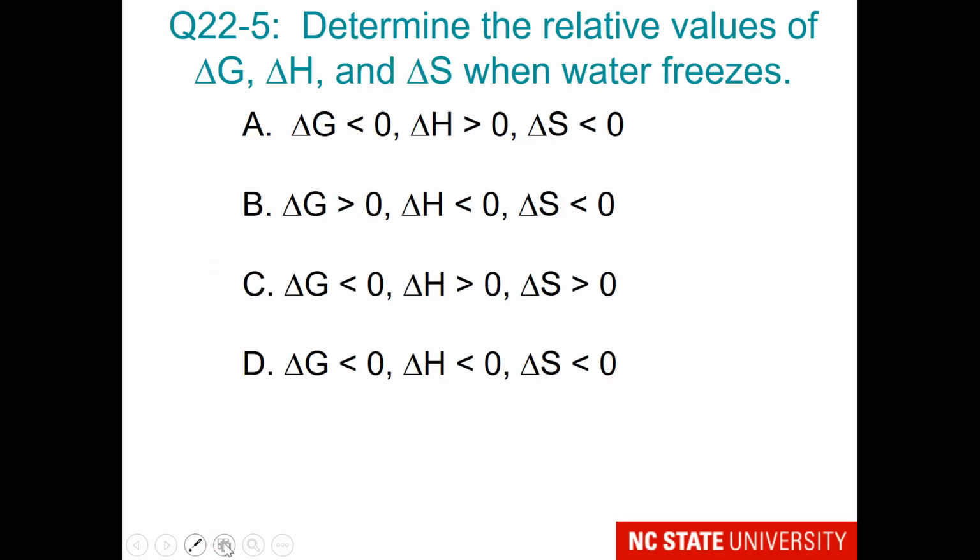Determine the relative values of delta G, delta H, and delta S when water freezes. The reaction is happening. So that should tell you something about the sign of delta G. When something happens spontaneously, delta G has a particular sign. And then just use your diagrams from before for phase changes.